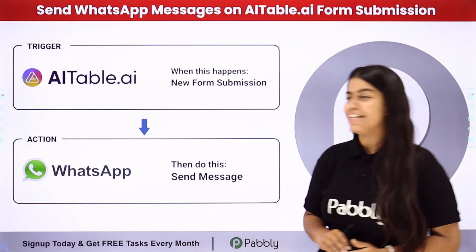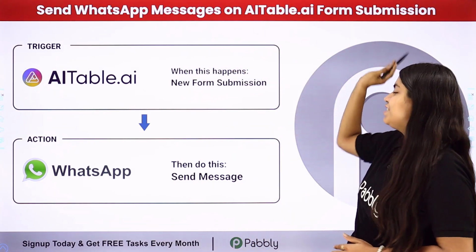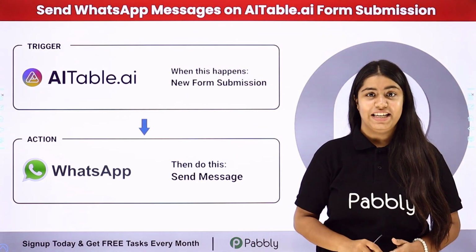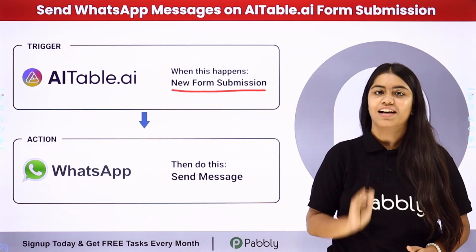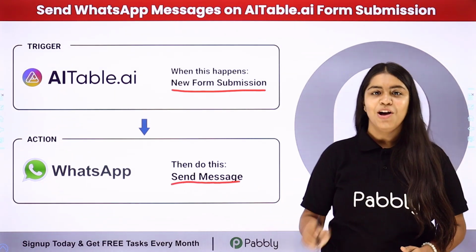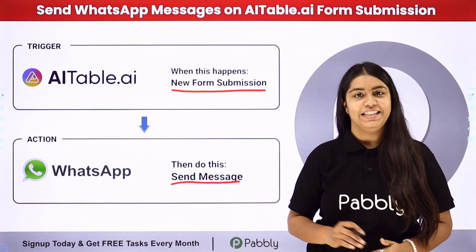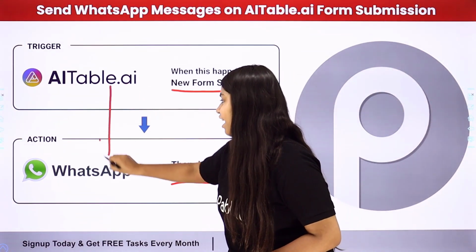The title of our today's video is How to Send WhatsApp Messages on AITable.ai Form Submission. So the objective of our today's video is that as soon as a new form is submitted in my AITable.ai account, automatically a WhatsApp message should be sent to my lead too, so that I don't lose the connection of my lead. For this, we are going to create a connection between AITable.ai and WhatsApp.